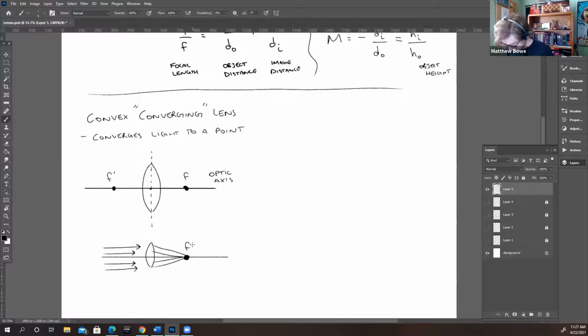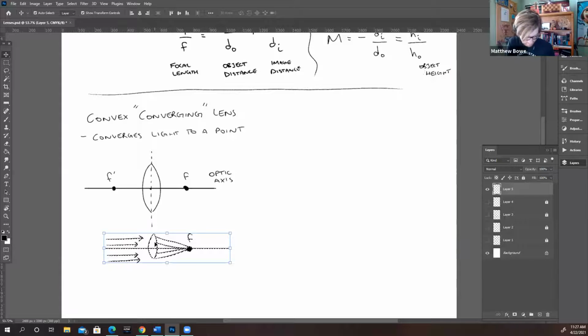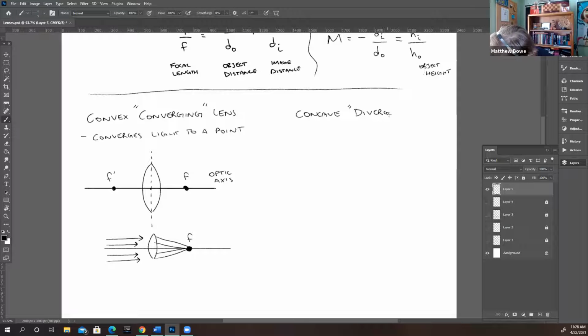Okay, so we have our two little sketches. I'll do a more technical diagram in just a minute. So convex, the other type of lens is a concave or diverging lens. This type of lens will spread light out.